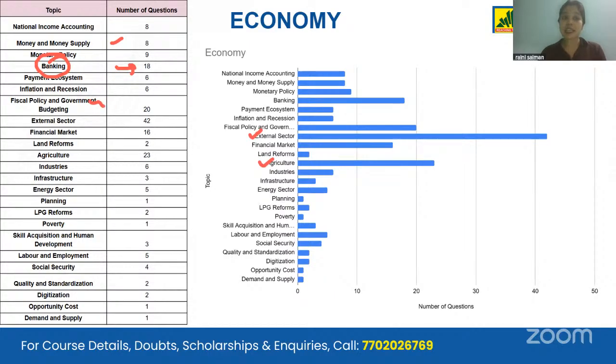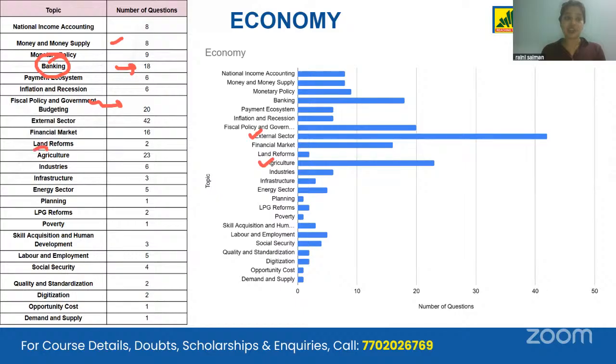Fiscal policy and government budgeting. Yes, and one more important point I forgot to tell you all. In your current affairs for economy, you will be covering your economy survey and budget as well. Okay, economy survey and budget of this particular year. Suppose you are going to give your paper this year, you are going to give your paper in May 2026. So February to May, your economic survey and budget will be coming. That will be very important for that year's prelims and mains. Okay.